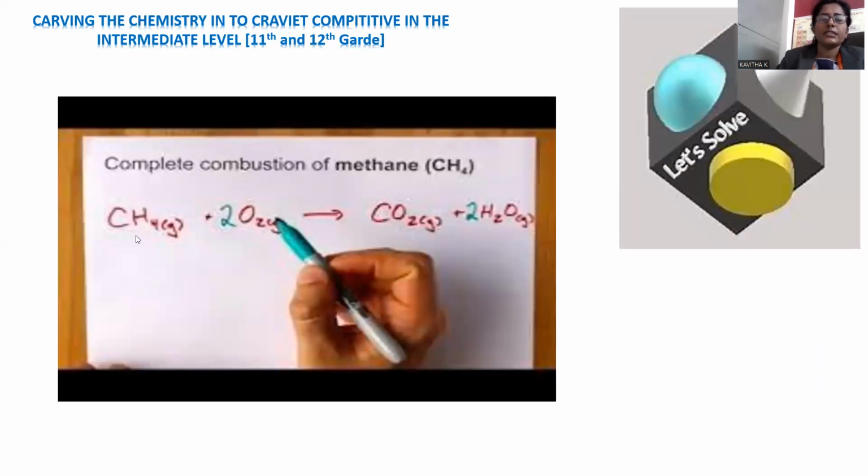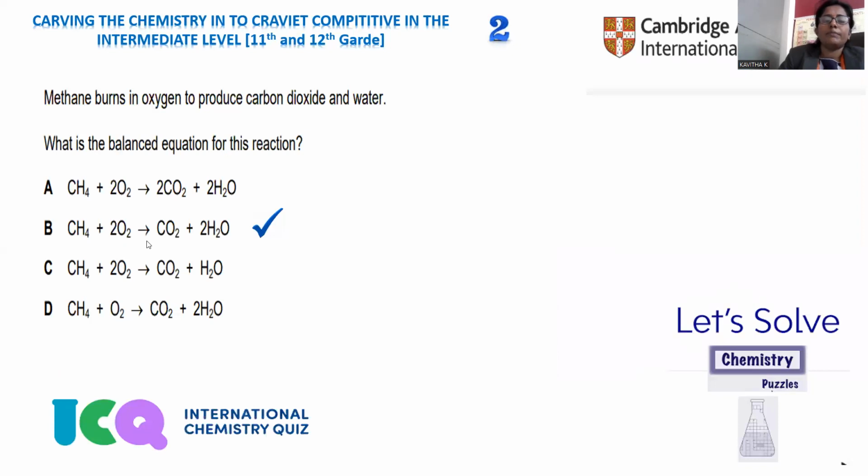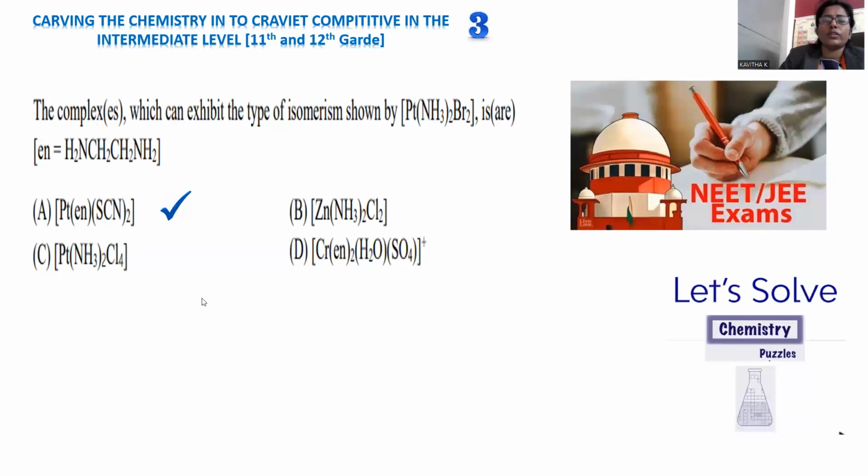If we want to give the entire representation of the equation, their physical states are also mentioned. Methane is a gas, denoted with g, and oxygen is also a gas. Carbon dioxide is a gas, and water under vapor conditions is also a gas. Upon combustion, vapor will be generated, so all the reactants and products exist in gaseous form. This is the way we can denote the complete combustion of methane with oxygen. Move on to question number 3.